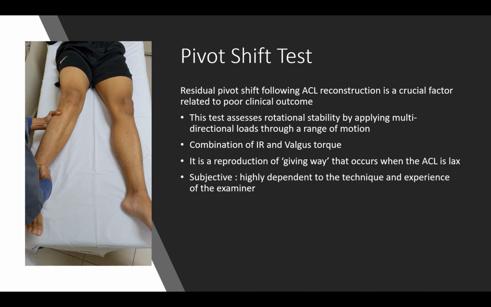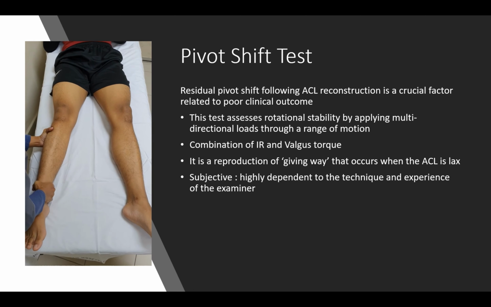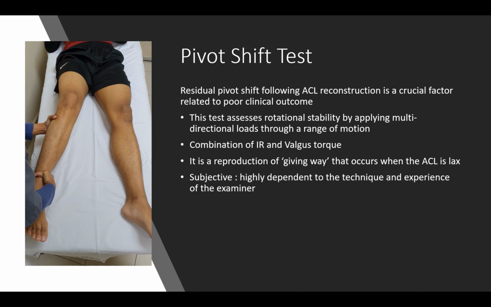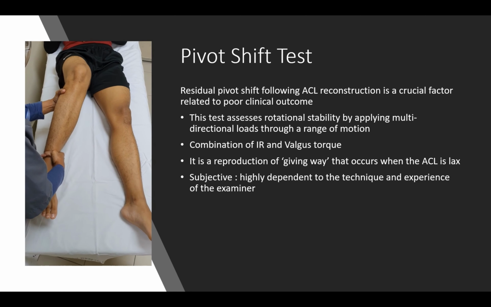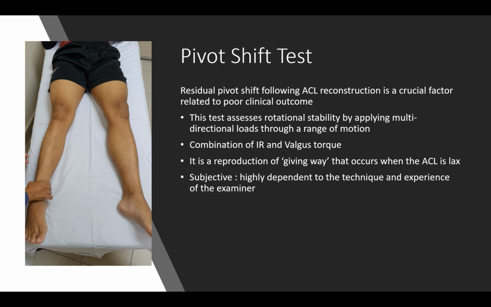This test involves a combination of internal rotation and valgus torque while moving the knee from extension to flexion or flexion to extension. In full extension, the tibia subluxes upon the femur when internally rotated and valgus force is applied. As the knee is brought into flexion, a visible reduction of the tibia upon the femur occurs while maintaining the internal rotation and valgus forces. This happens at about 30 degrees of flexion when the iliotibial band passes posterior to the center of rotation, pushing the tibial plateau backwards inside the joint line.